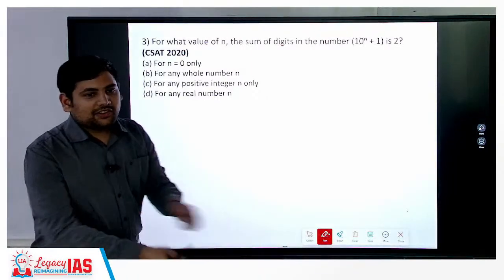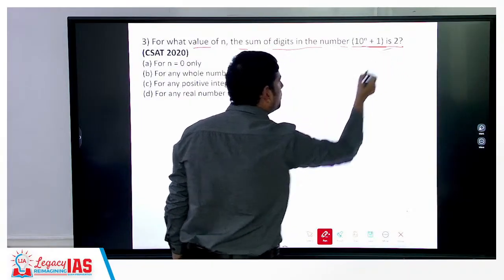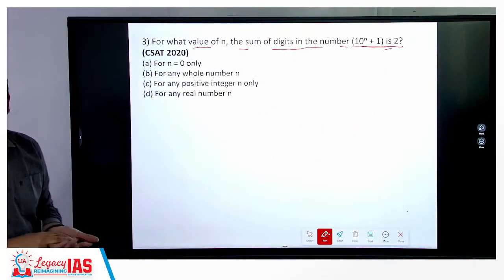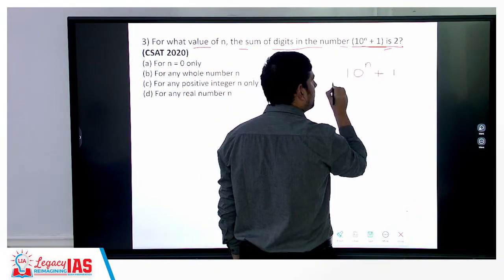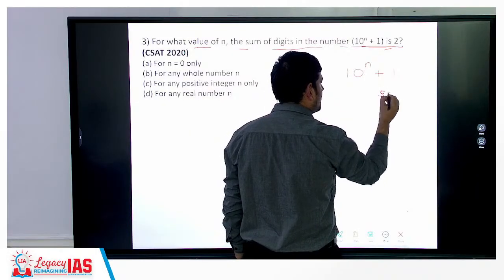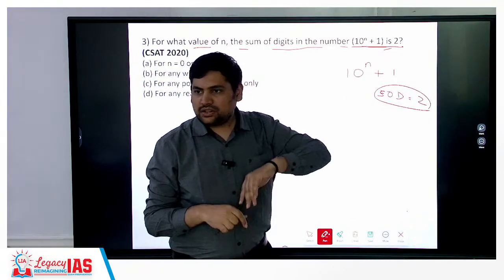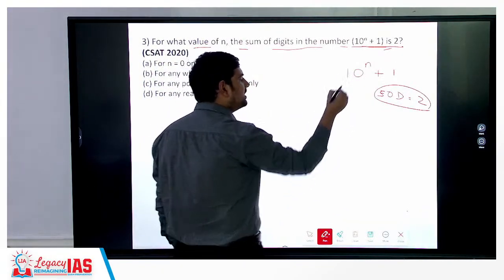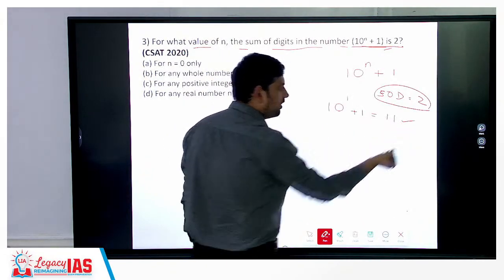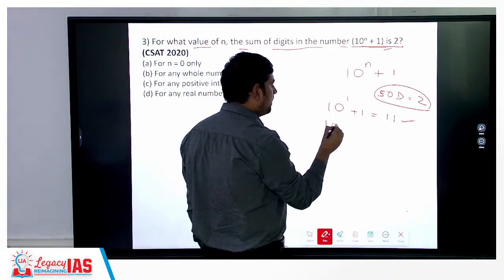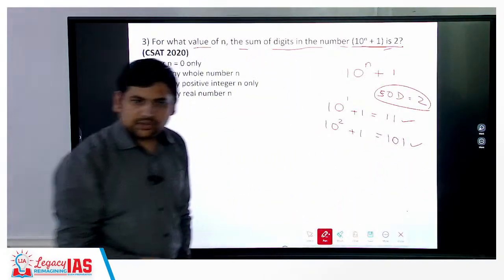What it says, for what value of n the sum of digits of 10 power n plus 1 is 2. Now see, first thing, 10 power n plus 1, the sum of digits will be 2 when. Whatever power of 10 I take, let's say 10 power 1, this becomes 10 plus 1, 11, sum of digits is 2. If I take 10 square plus 1, this is 100 plus 1, 101, still sum of digits is 2.